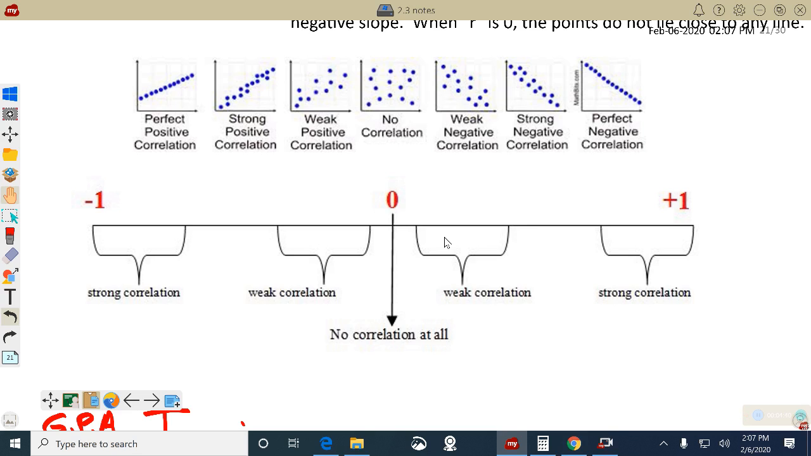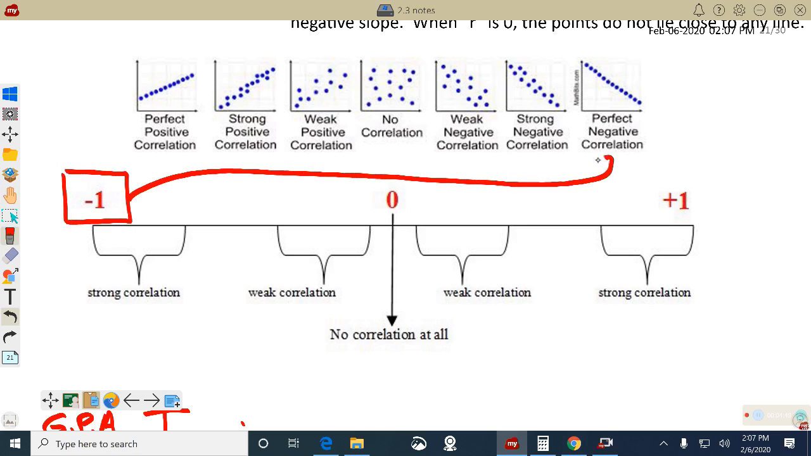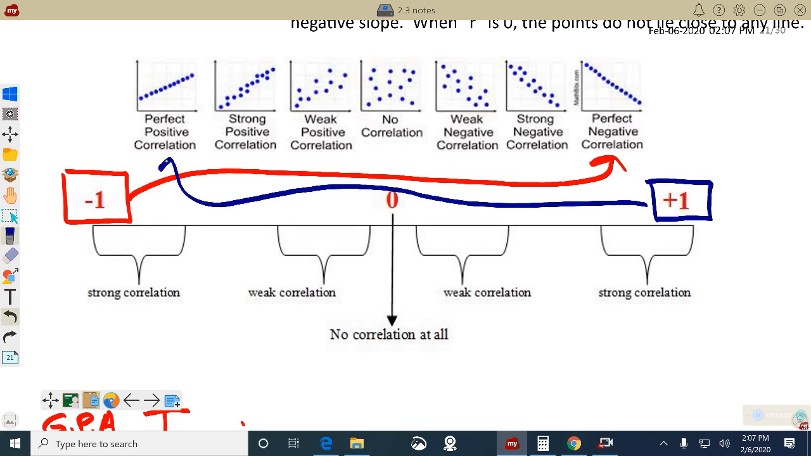So what I want you to do on your notes, go ahead and box -1 and put an arrow from here to this picture. So whenever you get an R value that's negative and getting close to -1, it's getting closer and closer to a strong negative correlation. And then do vice versa for the positive one. The more and more your R value is a positive 1, the closer it's getting to a positive correlation.